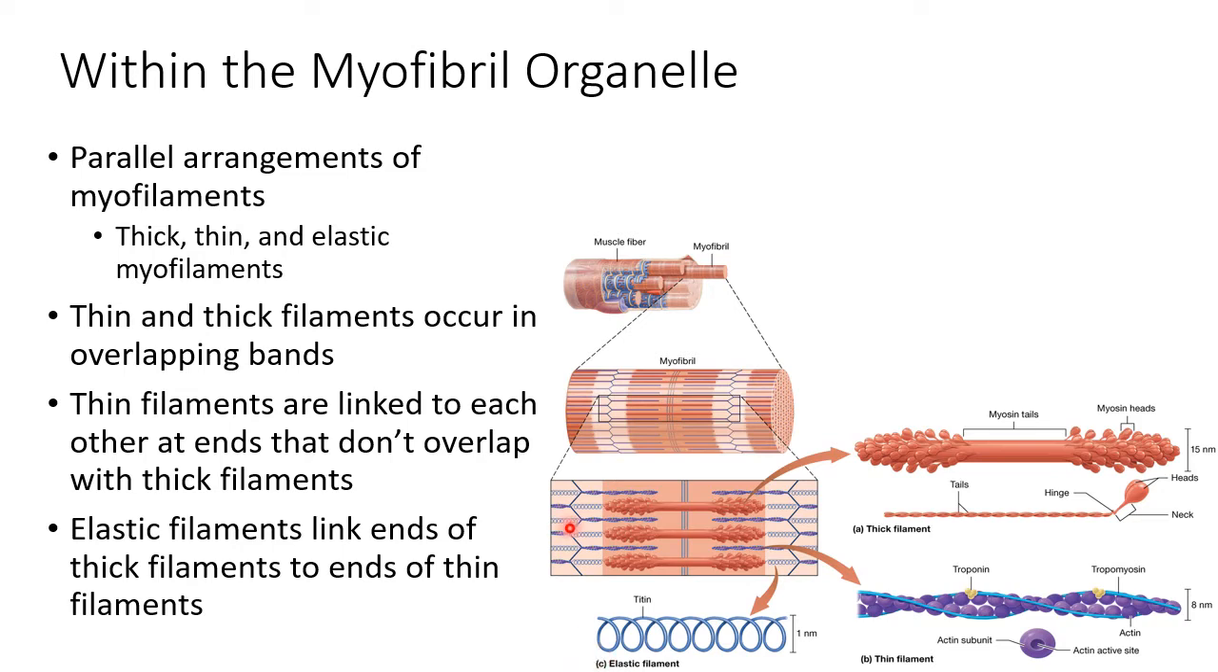If you look at the myofilaments, they are arranged in regular patterns, all running parallel to each other. You'll have a band with thick filaments in it. Then on either end, you'll have thin filaments that are partly overlapping with the thick filaments. And then you also have these elastic filaments that are connecting the thick filaments to the thin filaments that are kind of up and down from them. And then you also have the other thick filaments that are on the side of the thick filaments.